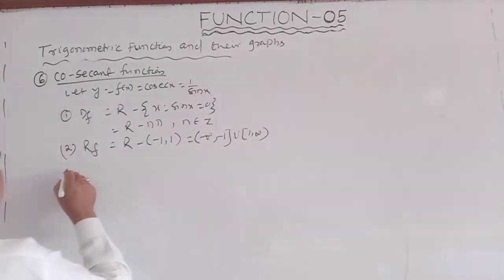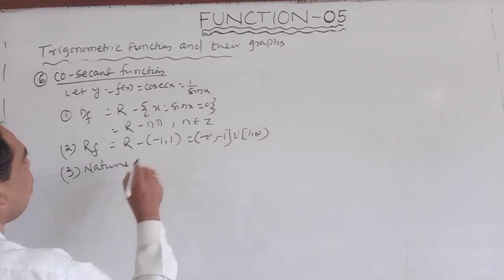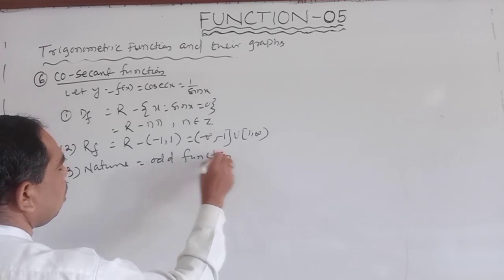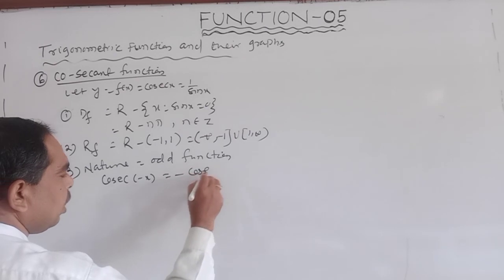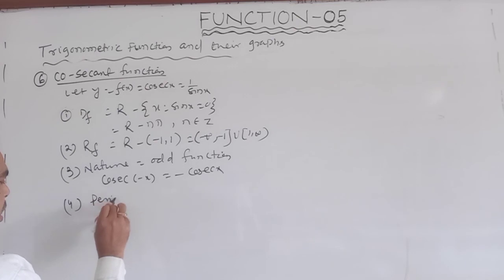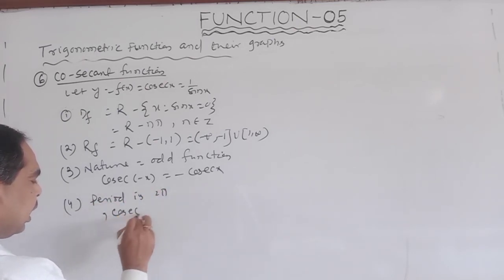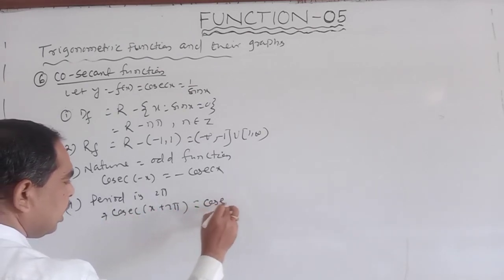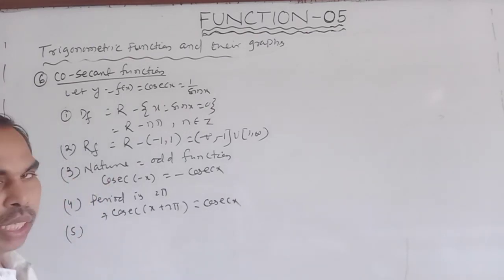Next, 3: nature is odd function. So cosec of minus x is equal to minus cosec x. 4: period is 2 pi, meaning cosec of x plus 2 pi is equal to cosec x. Okay. 5: cosec function.